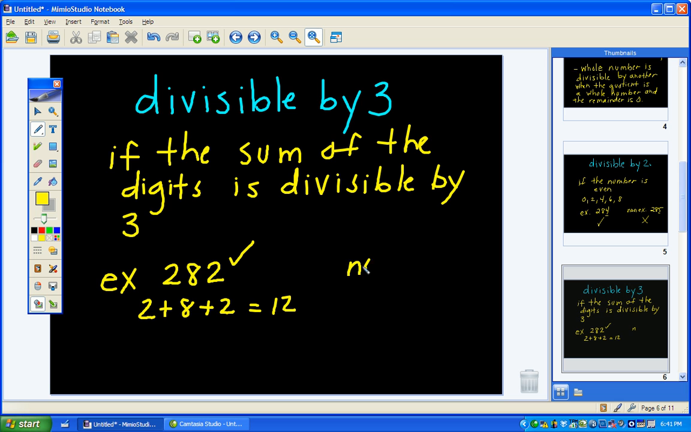A non-example, let's say we had 284. 2 plus 8 plus 4 would be 14. 3 does not go into 14 an even amount of times. There is a remainder, so that is not divisible by 3. So it's just a matter of adding up the digits.